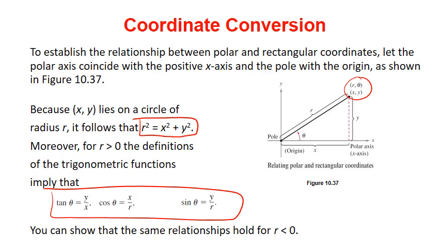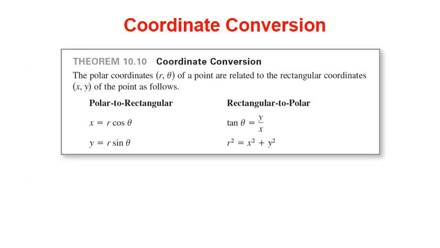We're going to be able to make conversions by comparing values for x and y and coming up with theta or r. So we're going to use these things here. Additionally, the polar coordinates r, theta are related to rectangular coordinates x, y by these formulas here. If I want to go from polar to rectangular, these formulas are helpful. On the other hand, if I want to go from rectangular to polar, these formulas are helpful.